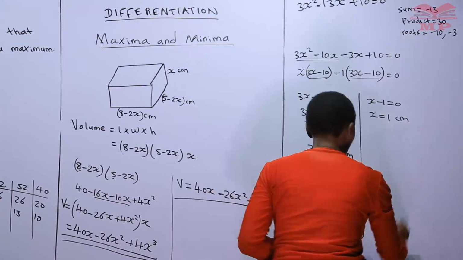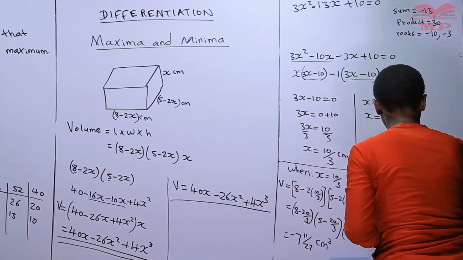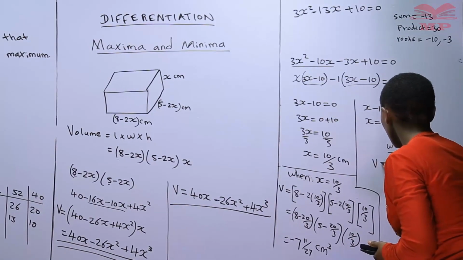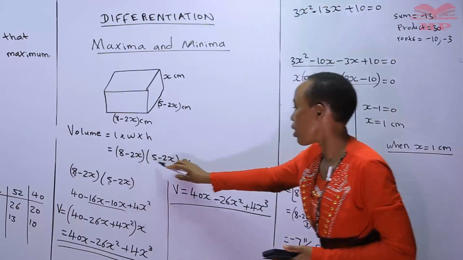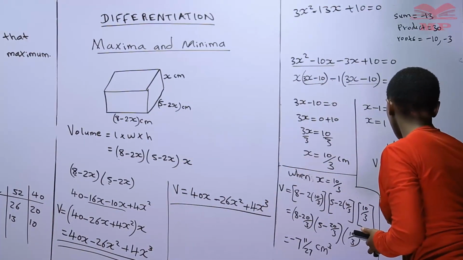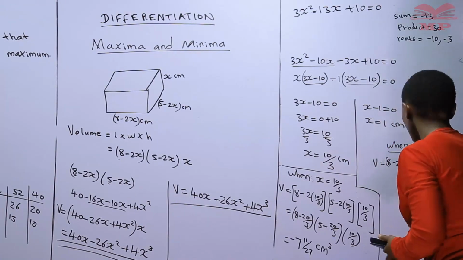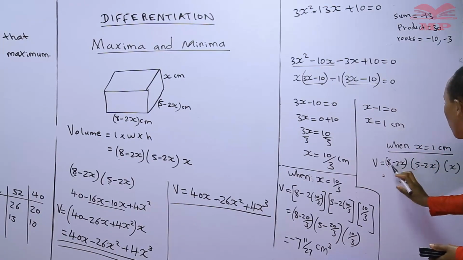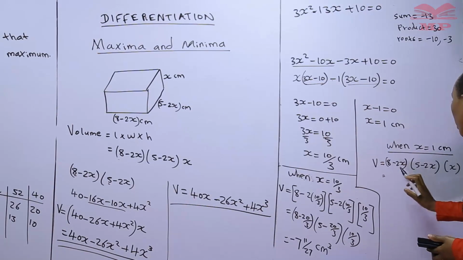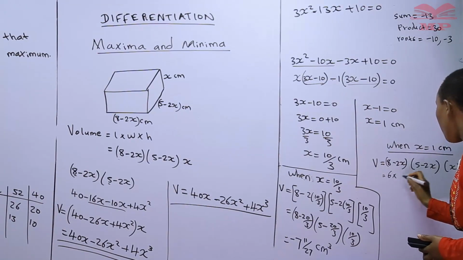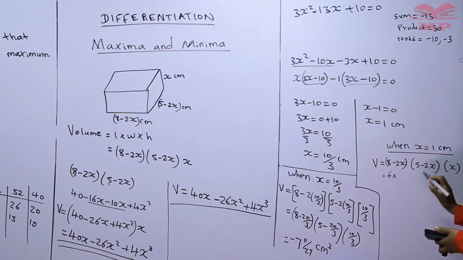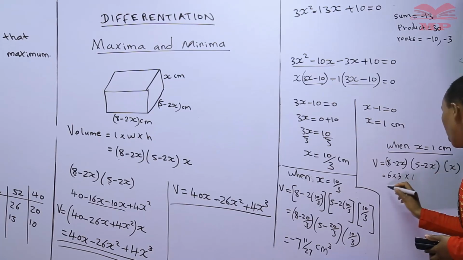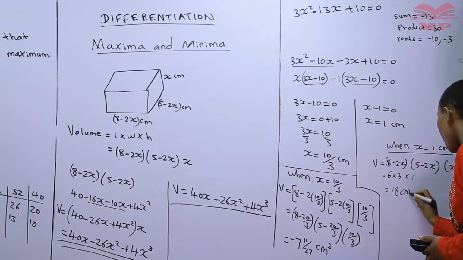Then let us see when x is equal to 1 centimeter. The volume is given by 8 minus 2x multiplied by 5 minus 2x multiplied by x. So we have 8 minus 2 times 1, which is 6, multiplied by 5 minus 2, which is 3, multiplied by x, which is 1. So we end up getting 18 cubic centimeters.